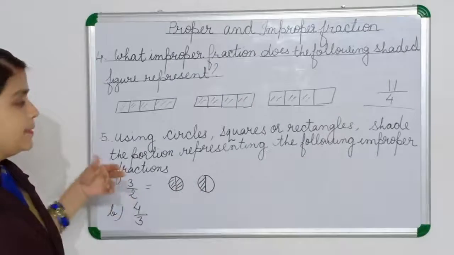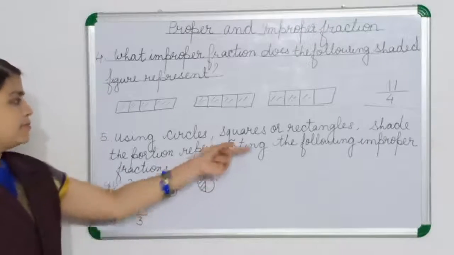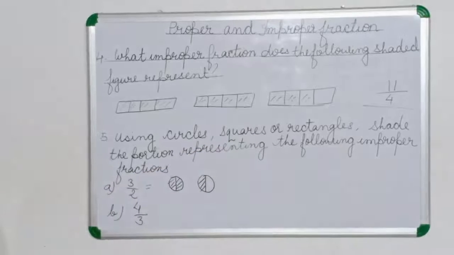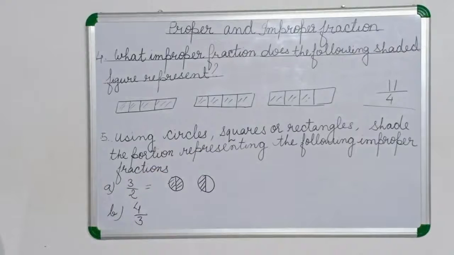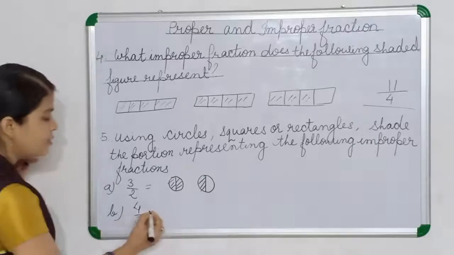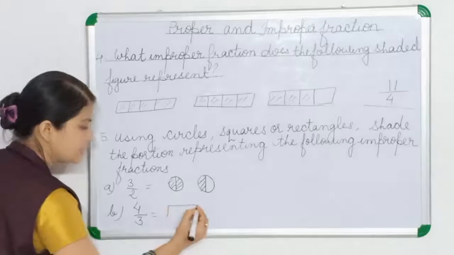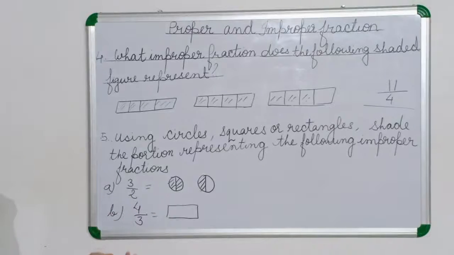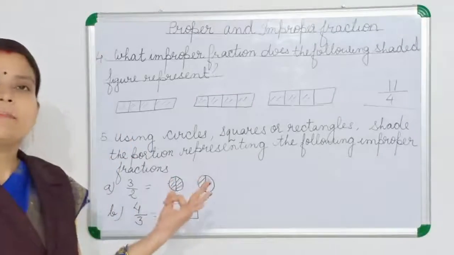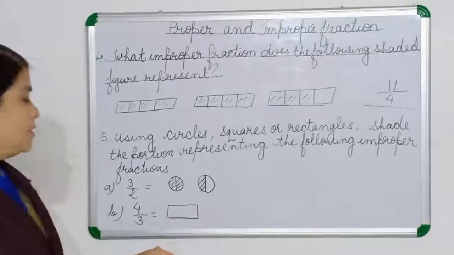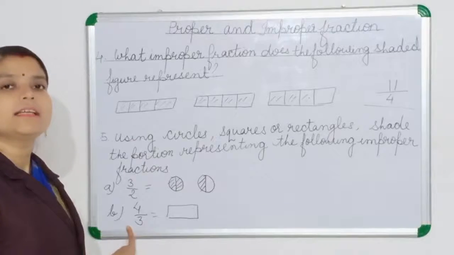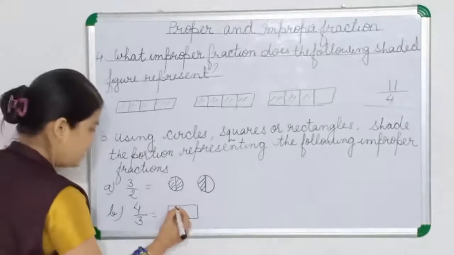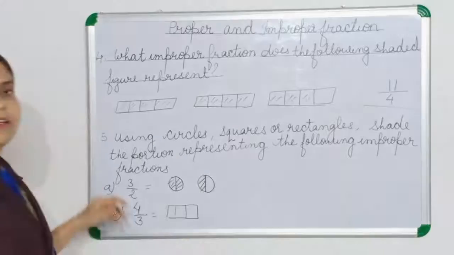Okay. This time we are going to represent with the help of square. Or we can represent with the help of rectangle, whatever you want to represent here. So, okay, we are going to represent with the help of rectangle here. This is one whole. This is one whole. Now we will divide this whole into how many equal parts? 3 equal parts. Because in denominator it is written 3. So here we have divided it into 3.